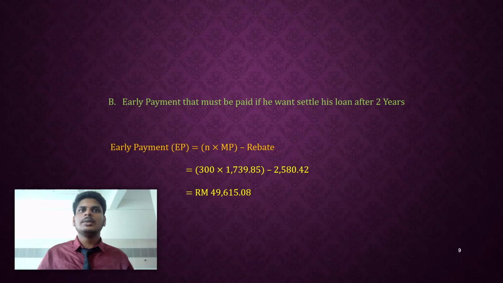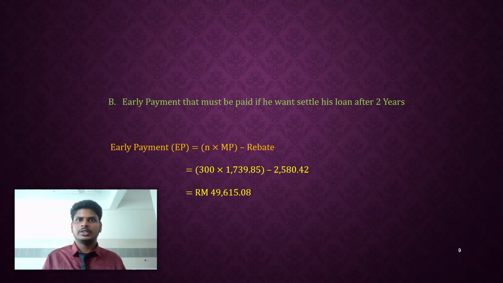The early payment question is, what is the early payment amount if Najmi wants to settle his loan after 2 years? The formula for early payment EP is EP equals N times MP minus rebate. N is the number of payments made, MP is the monthly payment, and rebate is the interest rebate for early settlement.